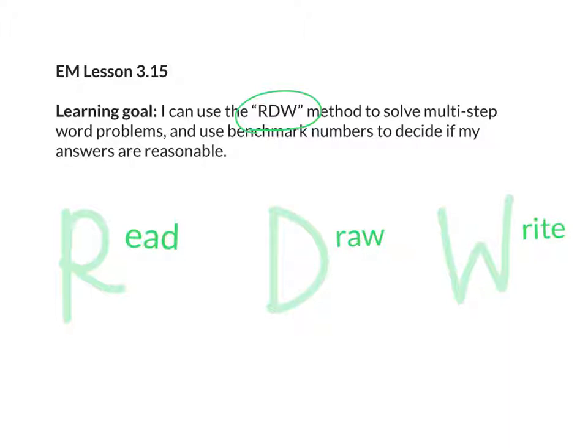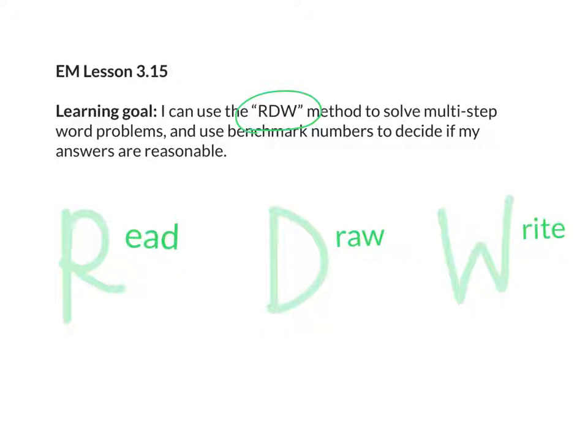Absolutely. The D in RDW stands for draw. What does it mean to draw? What do you think you have to draw? Tape diagram, you got it. Finally, the W stands for write. You have to first read and understand the problem, then you have to draw a tape diagram, and the W, you have to write an equation that your tape diagram shows that would help you solve the word problem.